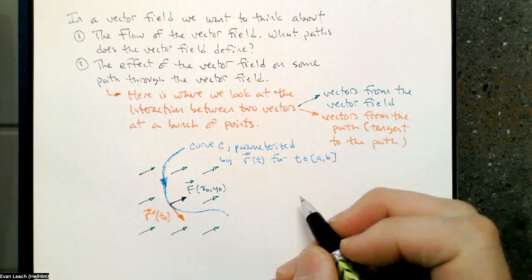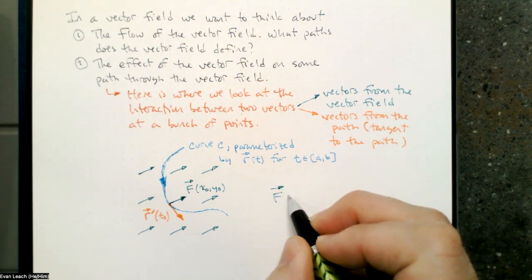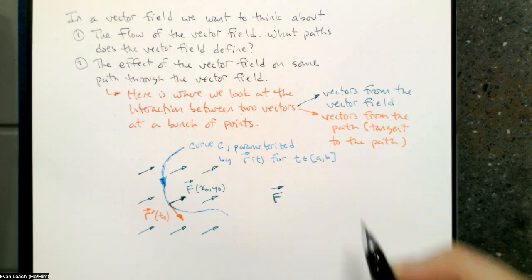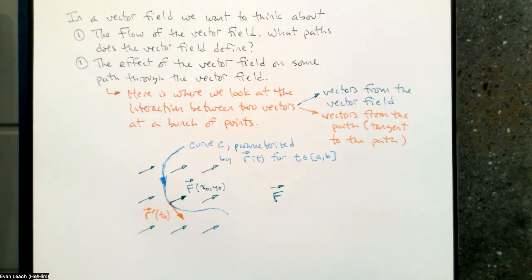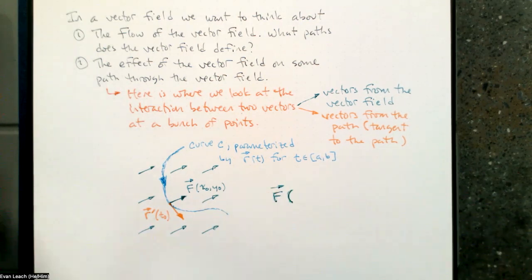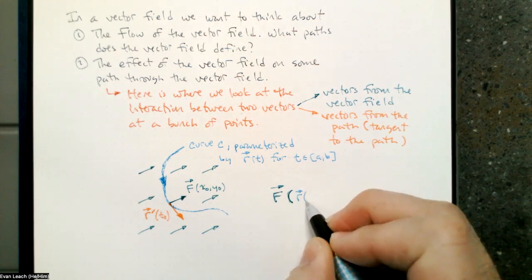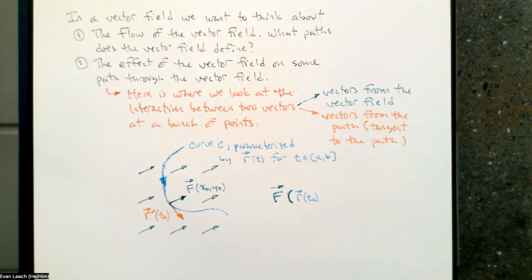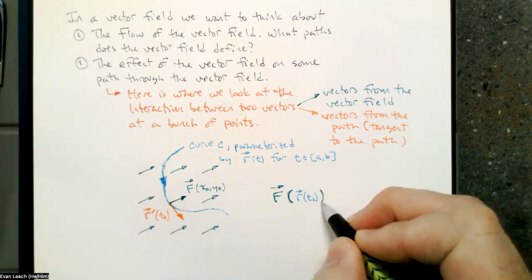I'm going to want to know what f is doing at the point x naught, y naught. Now, at the point x naught, y naught, that's some value of t. So this is going to be f evaluated at the location given by the parameterization. So here is r of t naught. So there's the vector field evaluated at that point.